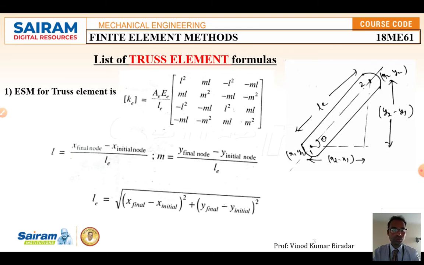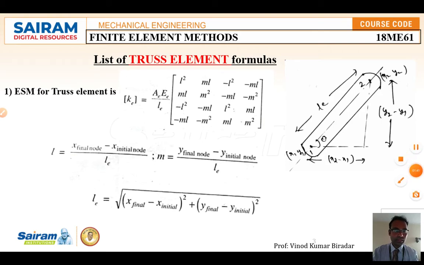One more thing is you have to remember the list of formulas. In this section there are three formulas to remember to solve the truss problem. The element stiffness matrix for truss element is Ke = AE/L times the matrix with entries l square, lm, minus l square, minus lm; lm, m square, minus lm, minus m square; minus l square, minus lm, l square, lm; minus lm, minus m square, lm, m square. So how to remember this formula? I already told you. Just remember these four: l square, lm, m square. Write these as they are on this side, but on the opposite side put the minus sign, and after writing the minus sign, these four quantities are written on this side.